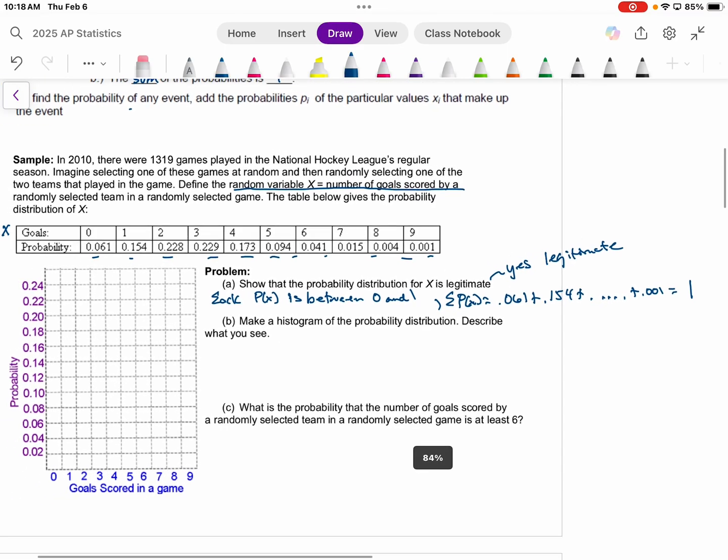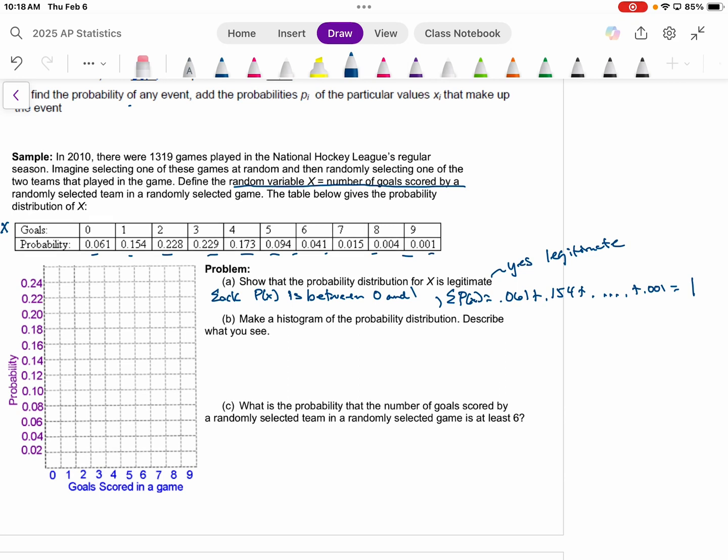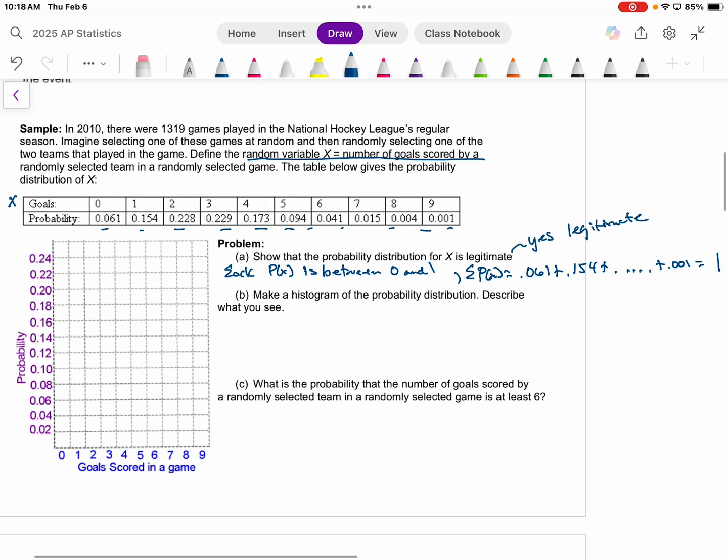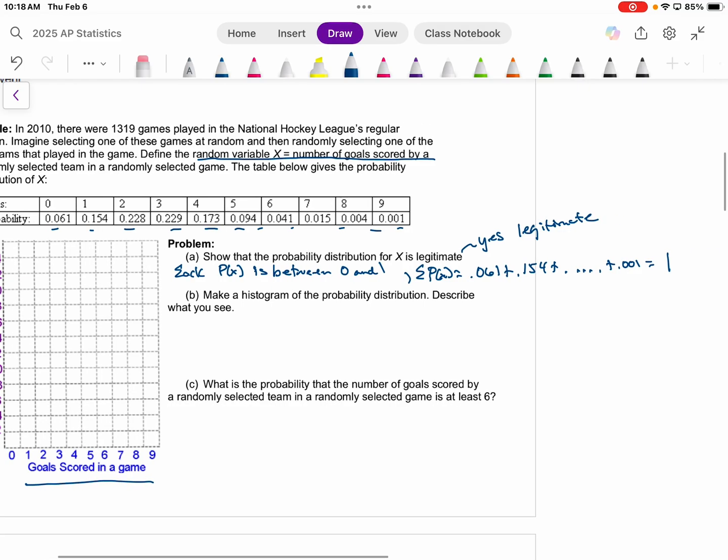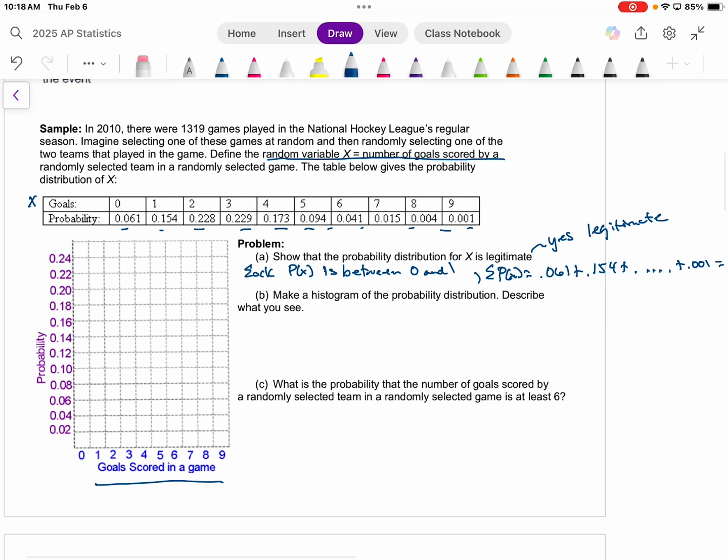They ask us in the next part to make a histogram of the probability distribution. Again, notice they have number of goals scored in a game on the bottom, and on the vertical is the probability. We only had to go up as high as we needed for the biggest probability that occurred. We don't have to go up to 100 or to 1. And now it's just a matter of sketching in. 0.061 would be just a smidge above that line.